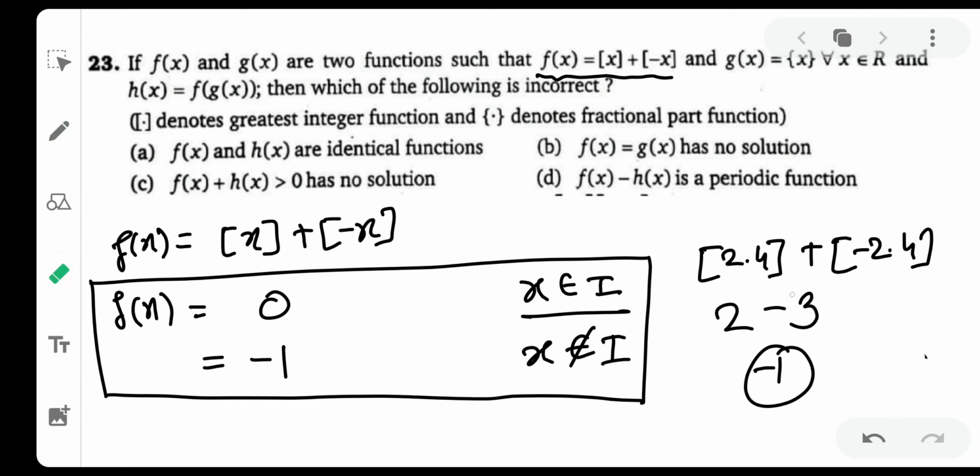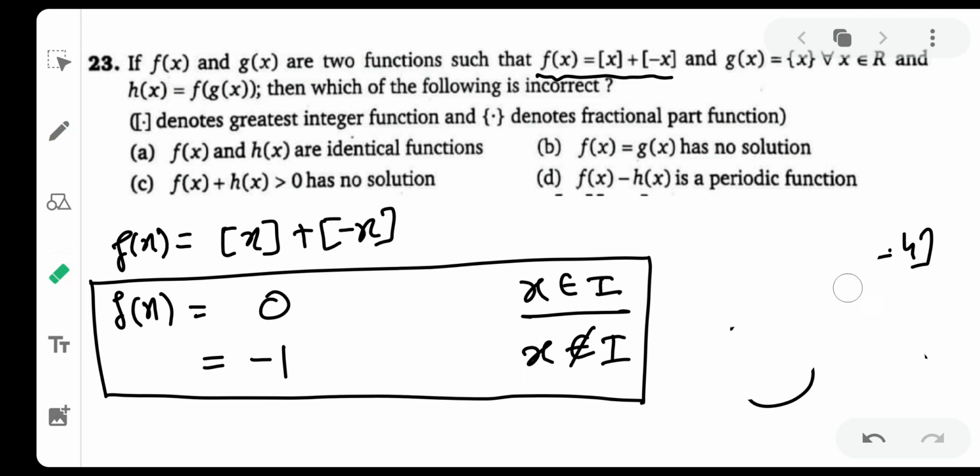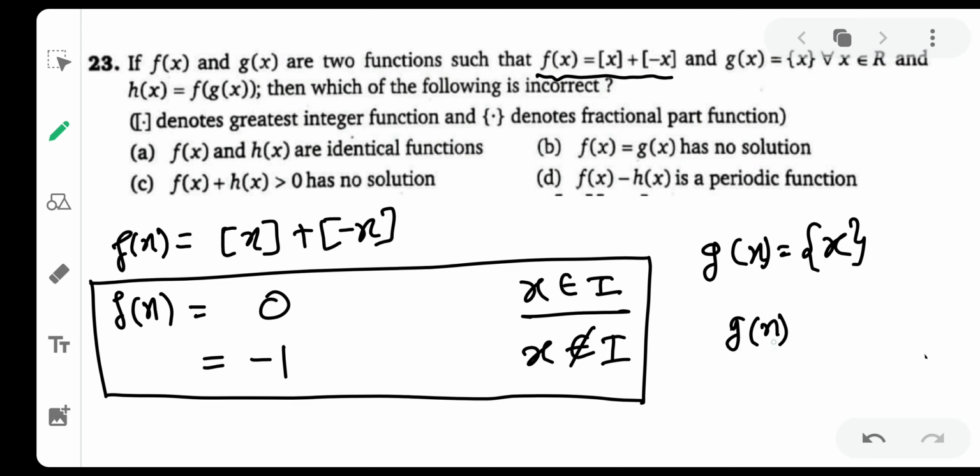Okay. Now let us move ahead and deal with g(x). Now g(x) is very simple. g(x) is equal to the fractional part of x. Now this fractional part of x will be from 0 to 1, with 1 exclusive. So g(x) belongs to 0 to 1. This is the range.